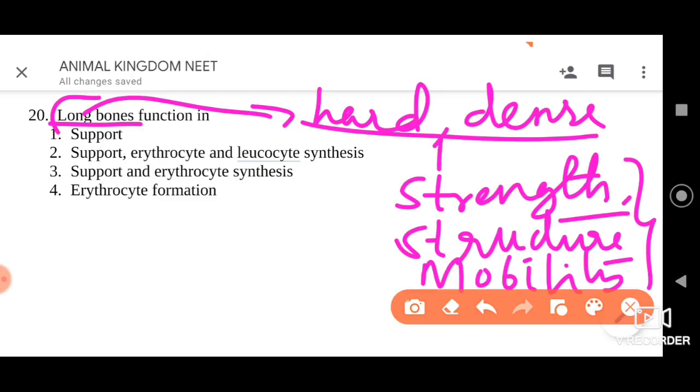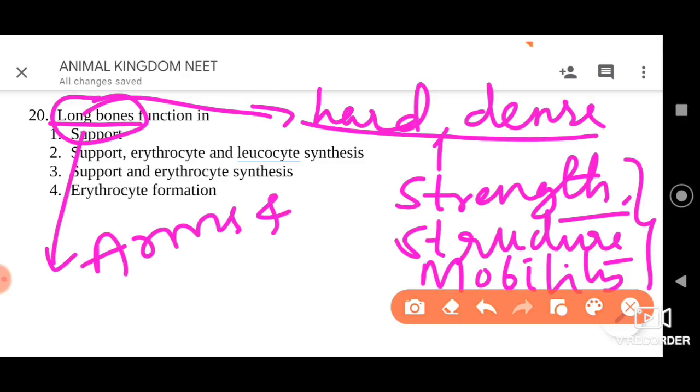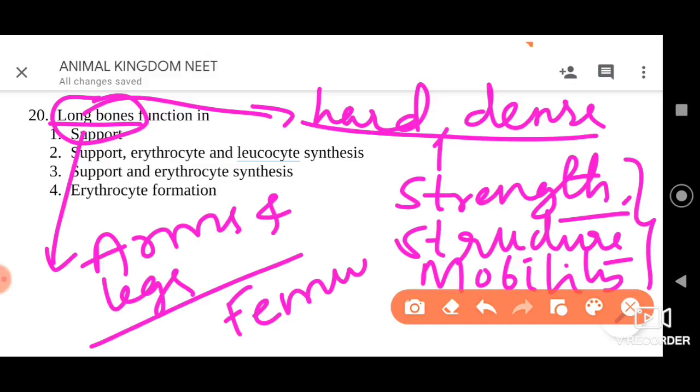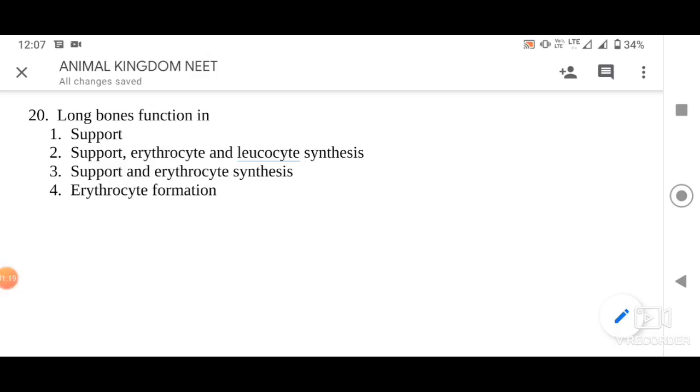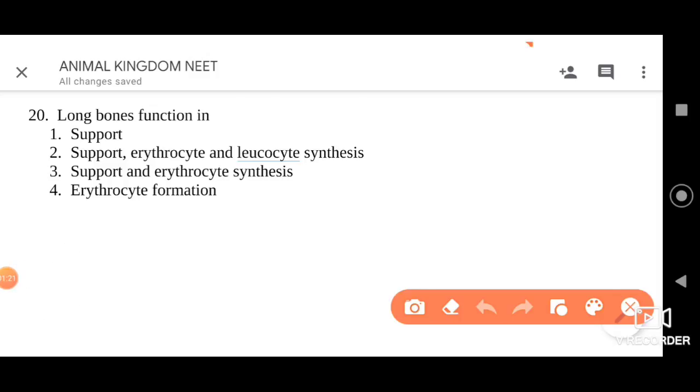Typically we can find these long bones in the upper and lower extremities. We can say in simple sense, arms and legs. For example, if you consider the femur, that is the best example of a long bone, or the thigh bone, what we call. Or even humerus you can say, which is present in the forelimb rather. Dear students, the production of blood cells, we call it as what, hemopoiesis.